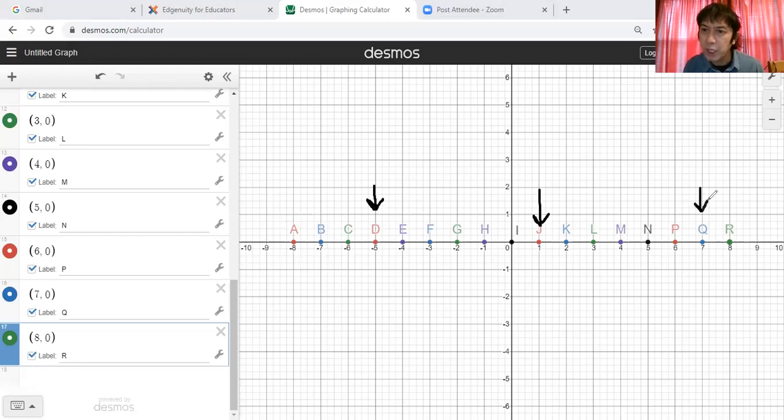Now, how are you going to check the midpoint? The midpoint divides the segment into 2 equal segments. So we shall try to measure both sides and find out if they are equal. 1, 2, 3, 4, 5, 6. So we have 6 on one side. Let's see if we have a 6 on the other side. 1, 2, 3, 4, 5, 6. Yes. So that means the point J is the midpoint, and it's correct.